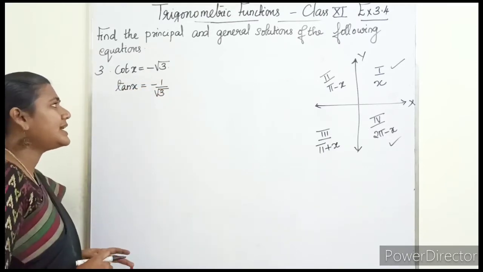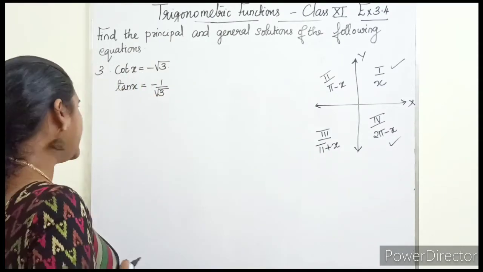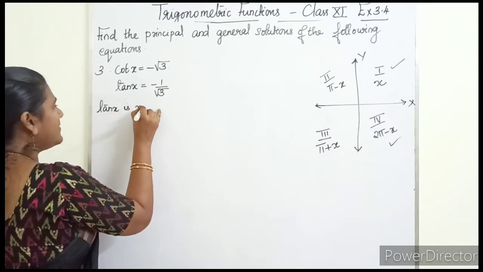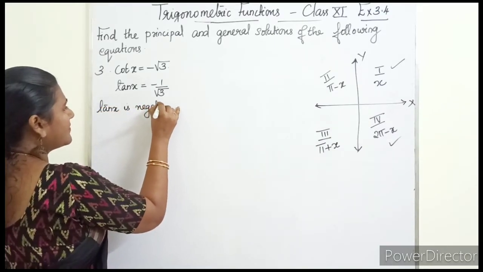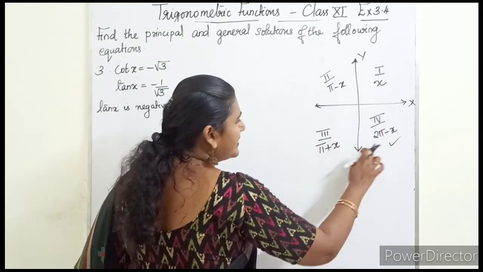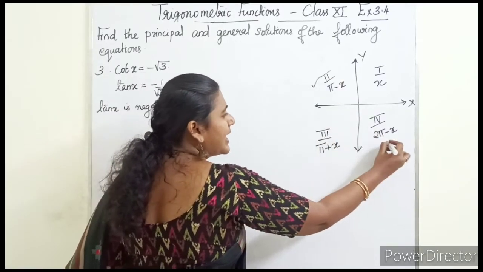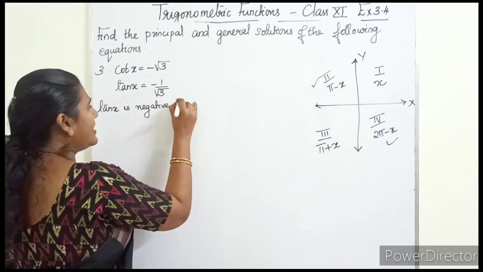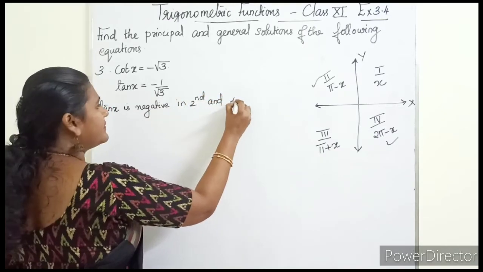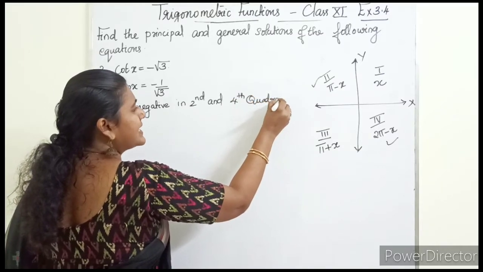Now you see here tan is negative. So in which quadrant is the tan value negative? Tan x is negative in which quadrant? First quadrant tan is positive, and in the third quadrant also tan is positive. So tan is negative in the second and fourth quadrants. Okay, so in these two quadrants only tan is negative.